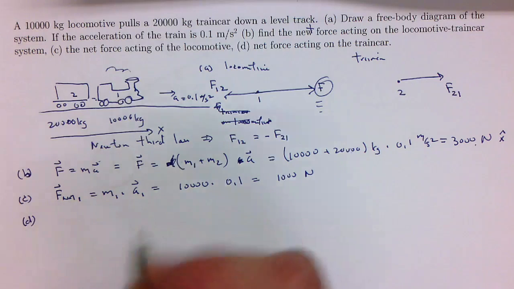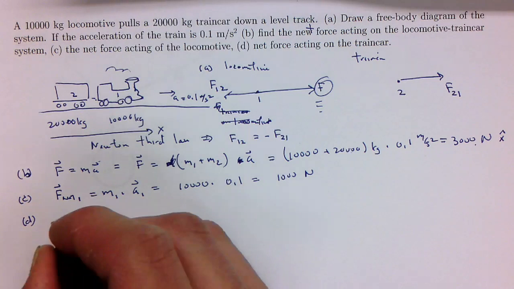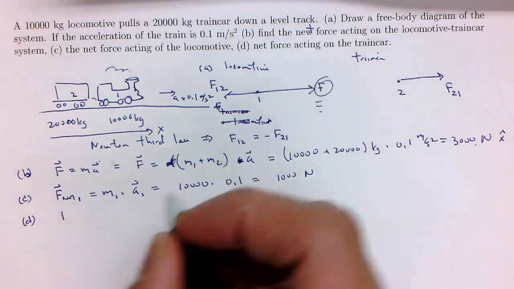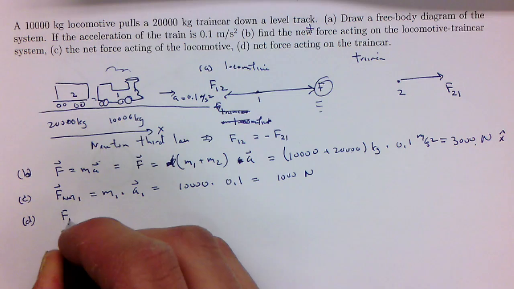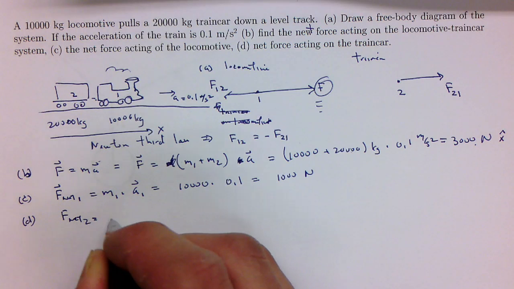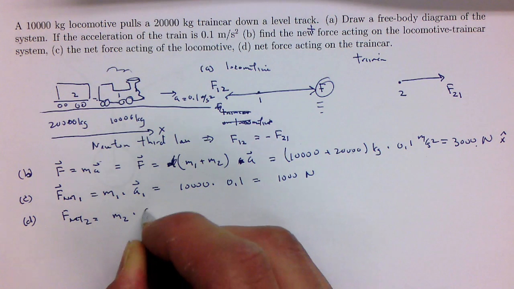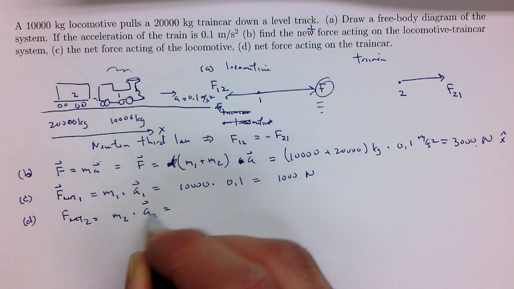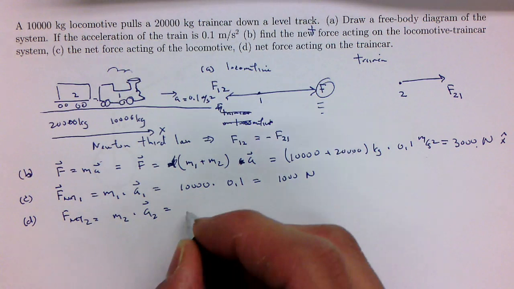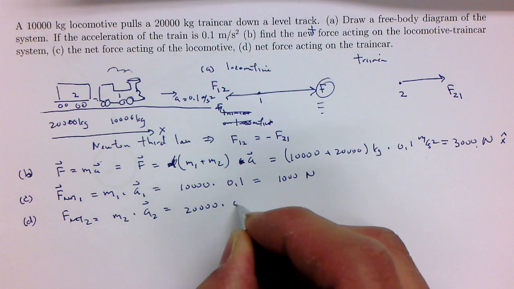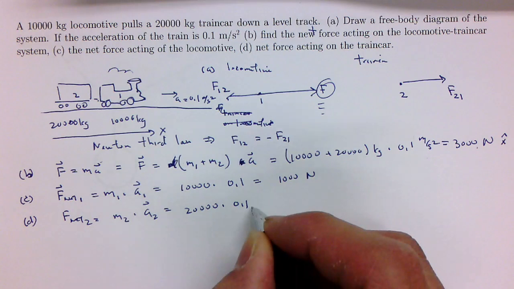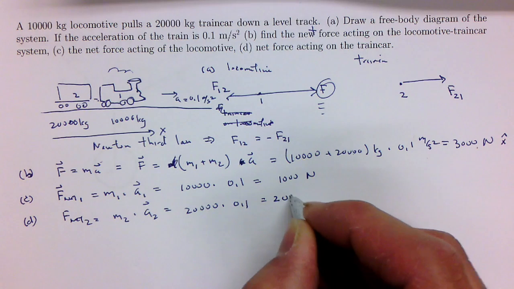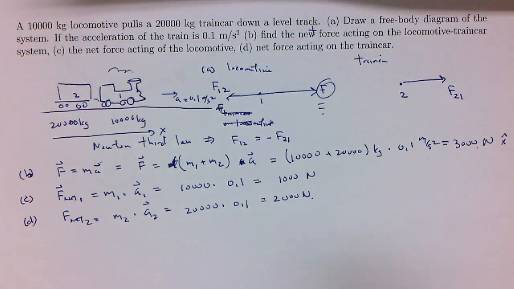Now D, we can just do the same thing. What's the net force acting on the train car? The net force acting on a train car is equal to the mass of the train car times the acceleration of the train car. The acceleration is the same as before, so this is just 20,000 times 0.1 meters per second squared, which is equal to 2,000 newtons.